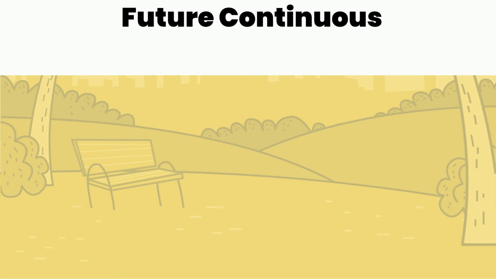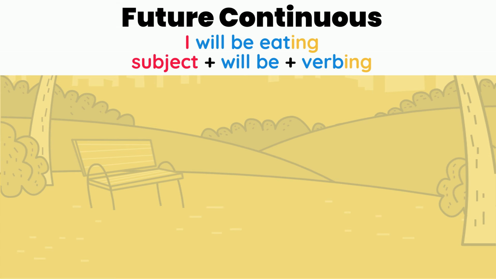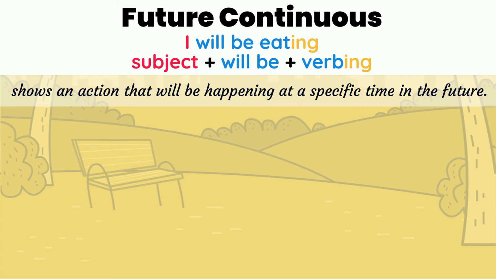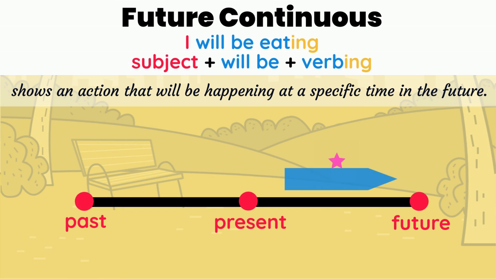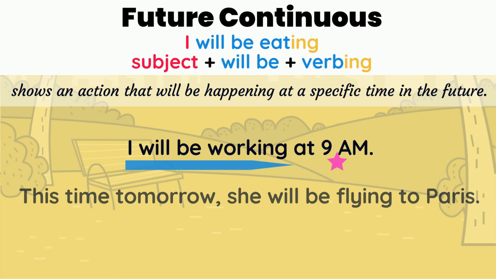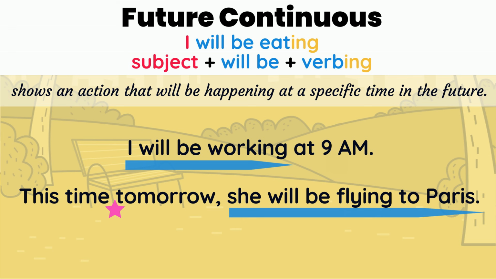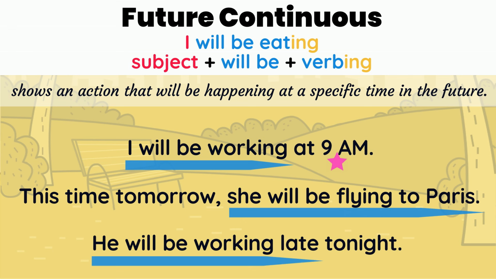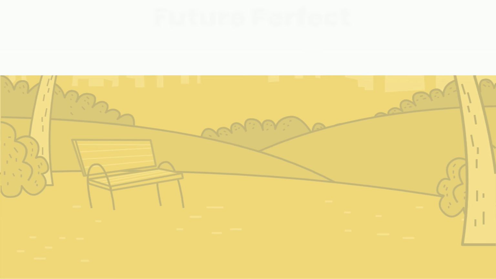Future continuous, as in "I will be eating." This shows an action that will be happening at a specific time in the future. For example, I'll be working at 9 a.m. This time tomorrow, she will be flying to Paris. He will be working late tonight. Use this for planned ongoing actions in the future.